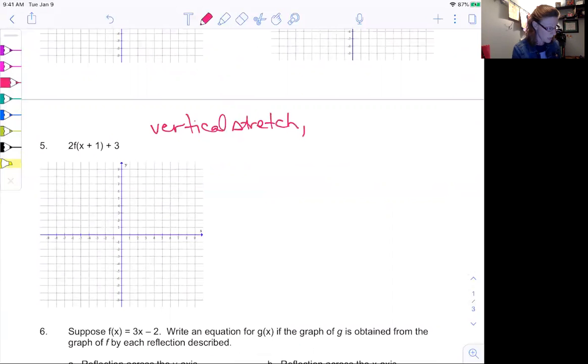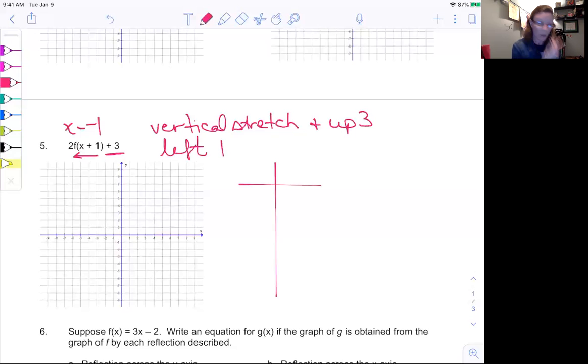The plus 3 on the back also means that it's going to move up 3. So those are the two things happening with y. And then the x, this is really x minus a negative 1. This graph is moving left 1. So thinking about the numbers here in my t-chart, if I'm moving left 1, my x has to go left 1. And then thinking about the y's, I have to double y, and then I need to move up 3.